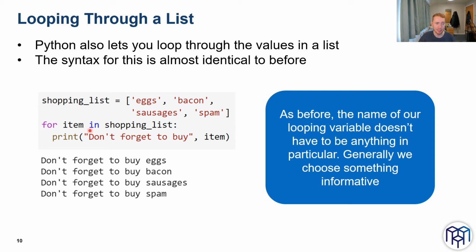And again, this counter variable can be called anything, but we typically want to call it something that is indicative of what items we're looping through. So here, a shopping list is made of items, and so it's for item in the shopping list. For each of these, item is going to take on the value of a different element of the shopping list each loop. And so we can print out "Don't forget to buy", followed by the item. The first time we're going to have "Don't forget to buy eggs", then we'll have bacon, sausages, and spam.